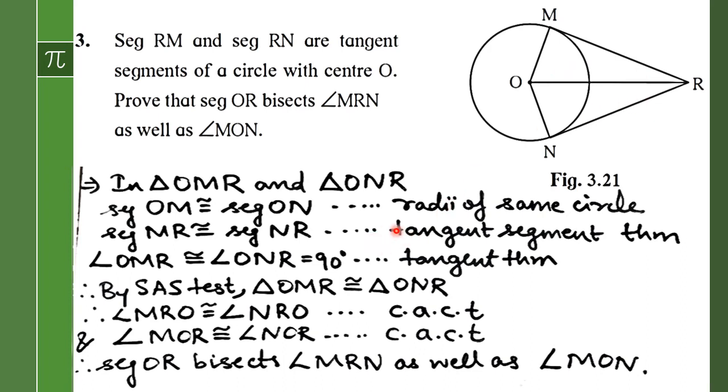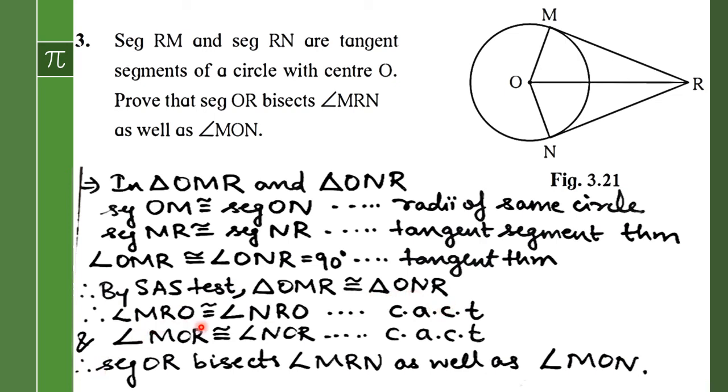If you are using the common side part, then you will have three pairs of corresponding sides congruent, so there you will use the SSS test. Now here I have used two sides and one pair of angles, so I am using the SAS test. So by the SAS test, triangle OMR is congruent to triangle ONR.